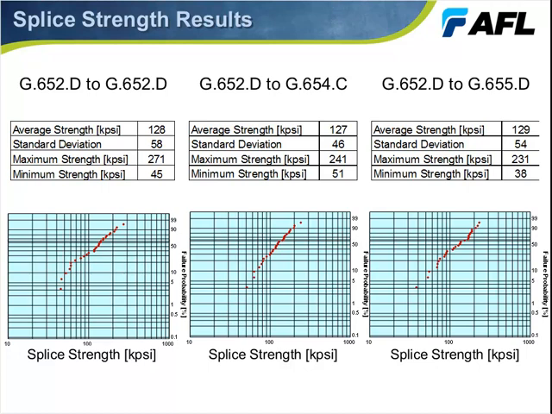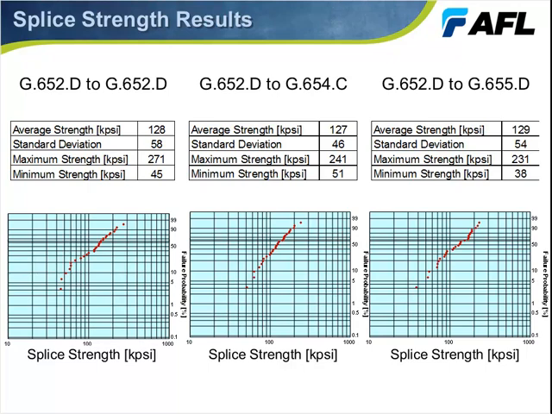And actually the strength results for all three of these fibers, those distributions look very similar. And so what we're seeing is that even though the refractive index profiles of these fibers are quite different, in terms of splice strength, it's meaningless. And so really what we're seeing from this is that the appearance of this dark line, although it might intuitively be troublesome to the splice operator, really doesn't indicate any problem with splice strength.